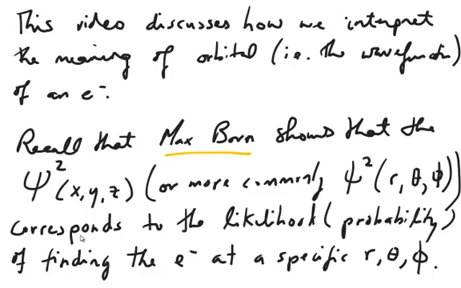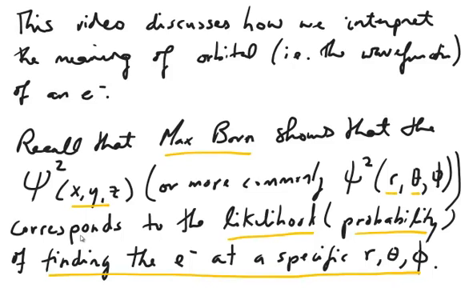said that the square of the wave function specifically corresponds to the likelihood or the probability of finding the electron at a specific value of xyz, or more commonly r theta phi, which is the spherical polar coordinate that people use for representing the atom, because the atom is a spherical object.